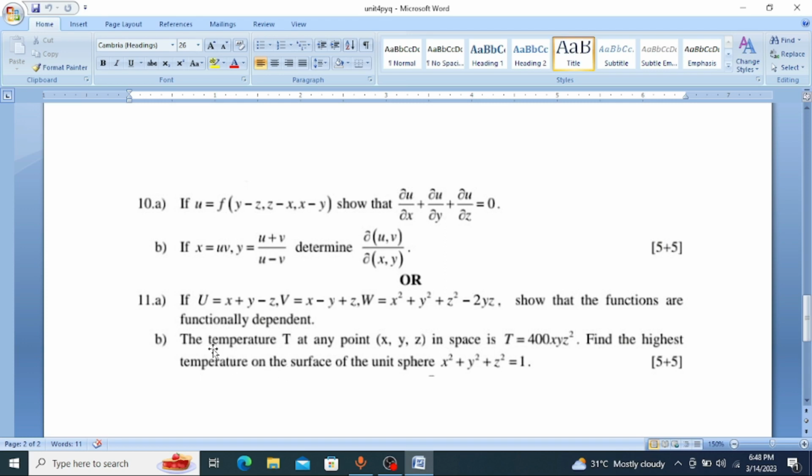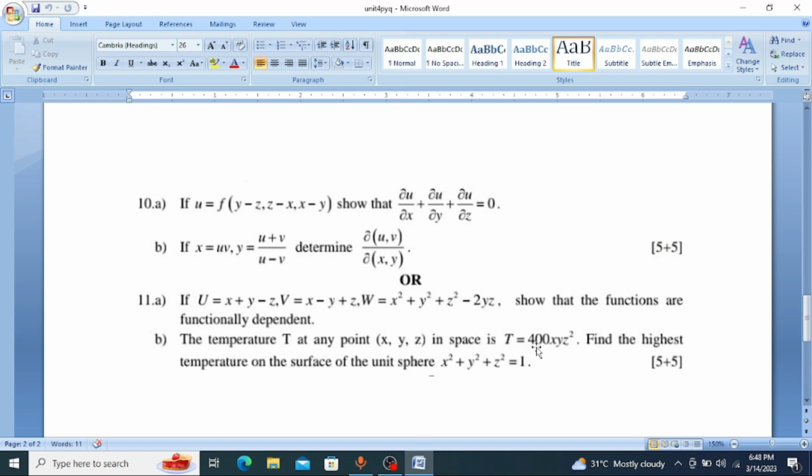And the next: the temperature T at any point (x, y, z) in space is T equal to 400 xyz square. Find the highest temperature on the surface of the unit sphere, that is x square plus y square plus z square is equal to 1. We have the sphere formula as x square plus y square plus z square is equal to a square. As it is mentioned that it is a unit sphere, unit is nothing but 1, so x square plus y square plus z square is equal to 1. If they don't mention it, you need to write the formula on your own.